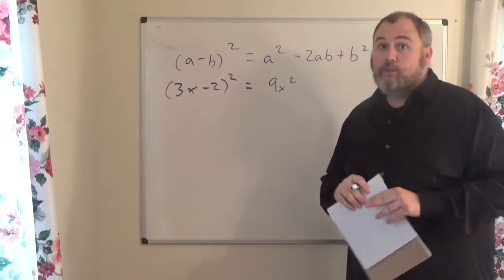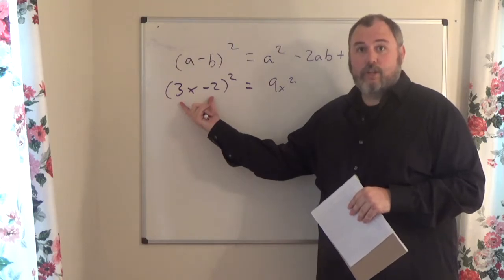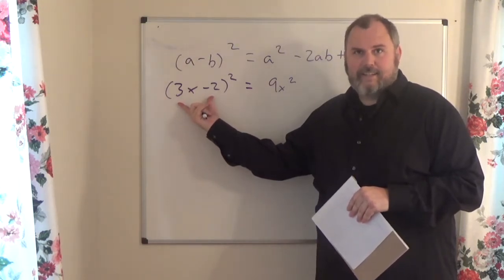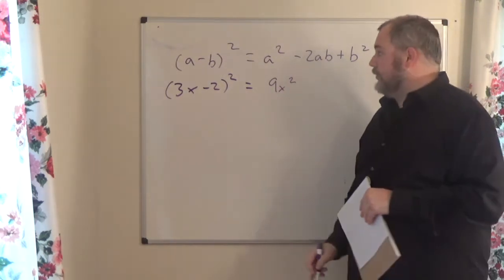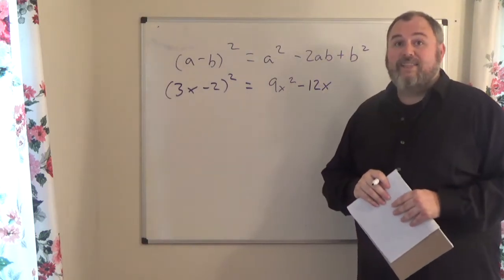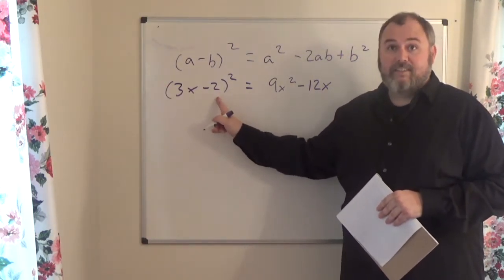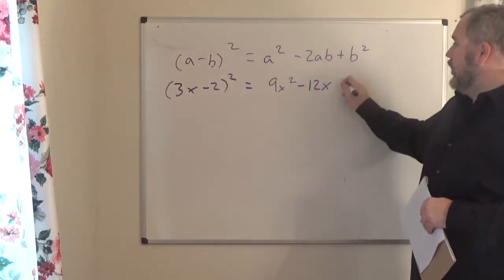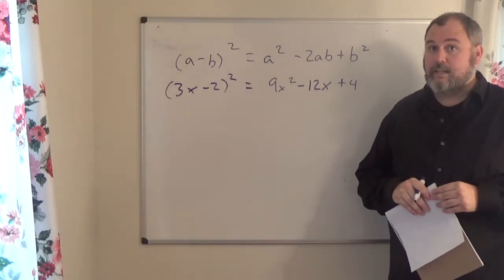We're going to take the two terms, and we're going to multiply them. 3x times 2 is going to give me 6x. Multiply it by that 2, I get 12x. So it's going to get me minus 12x, and then last it tells me to square the final term, which in this case is 2, so we square it, we get plus 4. Easy peasy, lemon squeezy.